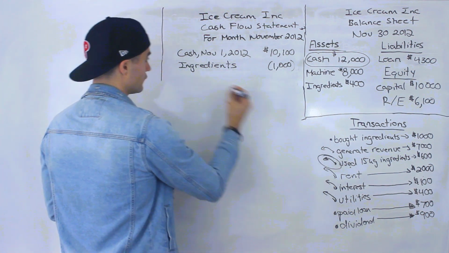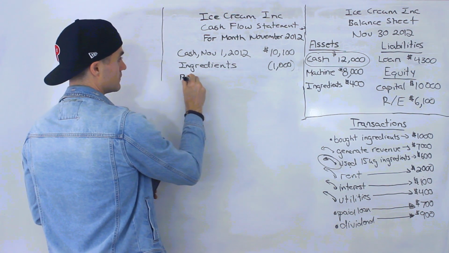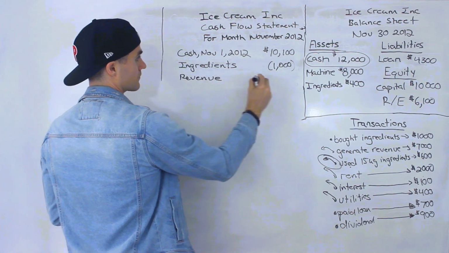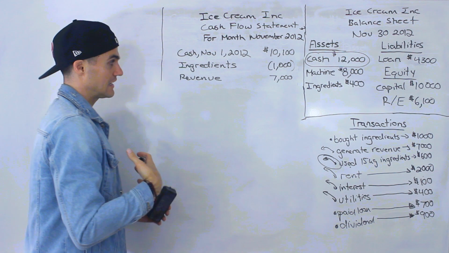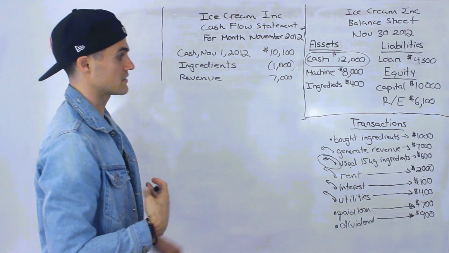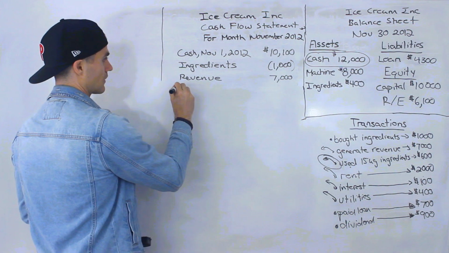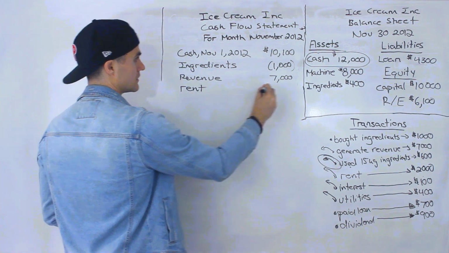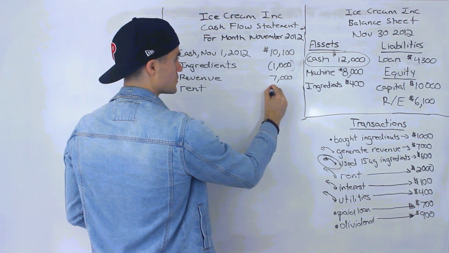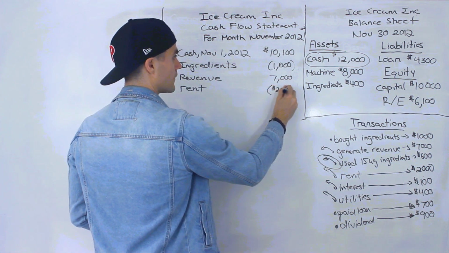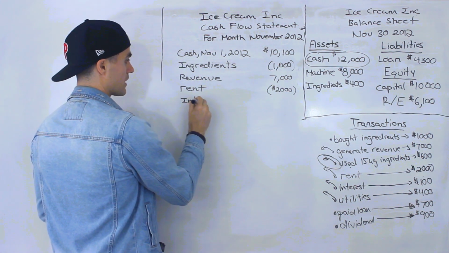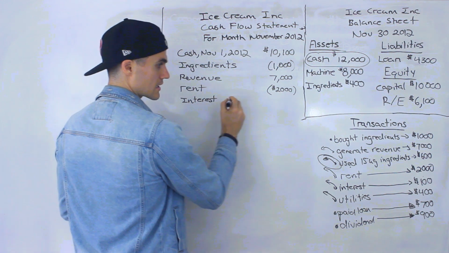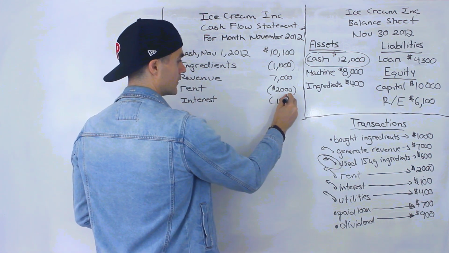And then we had this revenue of $7,000. That was cash that we received. That was an inflow. So that's going to be positive, $7,000. And then we had to pay the rent, which was $2,000. Then we had the interest we had to pay. So that's a cash outflow of $100.